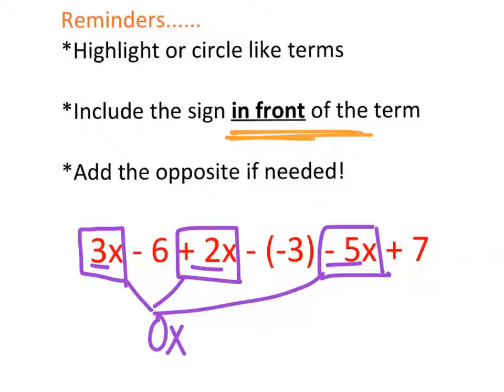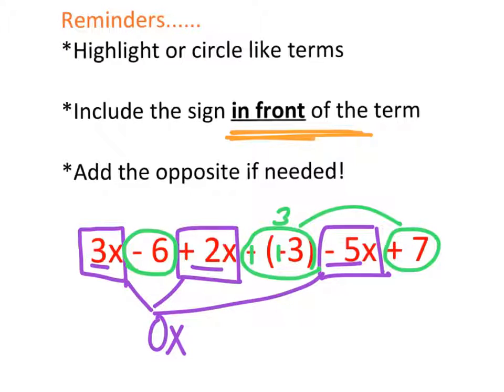And now let's combine our constants. So I've got a negative 6, and then a negative 3, or taking away negative 3. I'm going to make that easier by just doing that as adding the opposite. So this is just a 3. And then I also have a positive 7. So I'm going to add my positives first. 3 plus 7 is 10. And then I have 10 minus 6, which is 4.